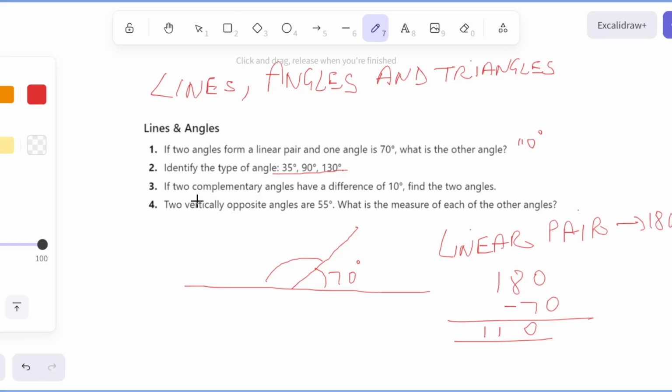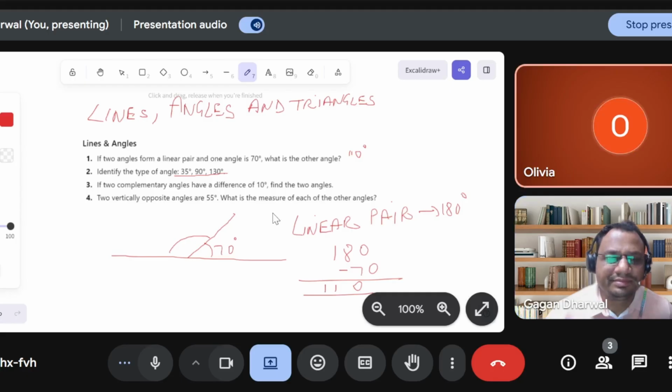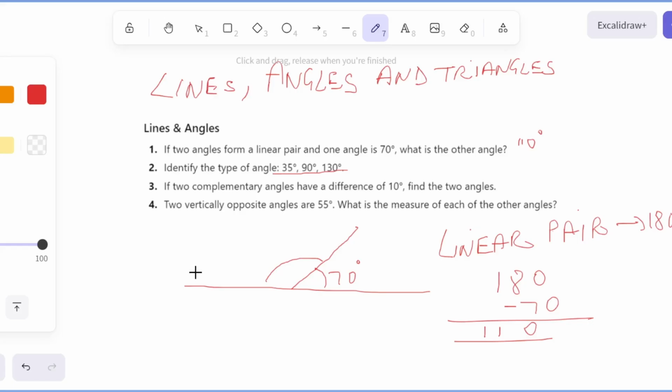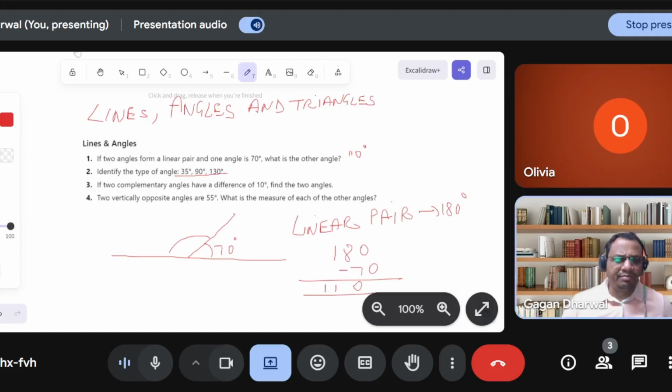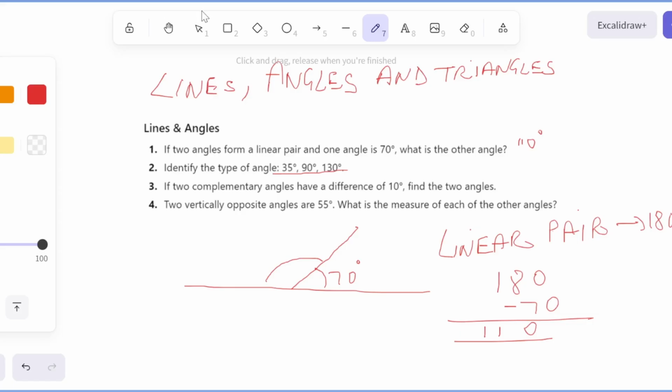What are complementary angles, Olivia? I just explained that before. Angles that add up to 90 degrees. Correct. And the question is, they differ by 10, like 70, 80. They have a difference of 10, right? Yeah, but they are complementary. 70, 80, I just took an example because the difference is 10. But they will add up to 150, no? So they are not complementary. We need some angles which add up to 90 and their difference is 10. So what are those angles?